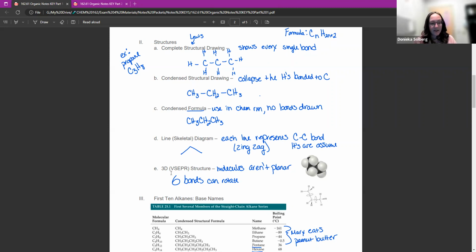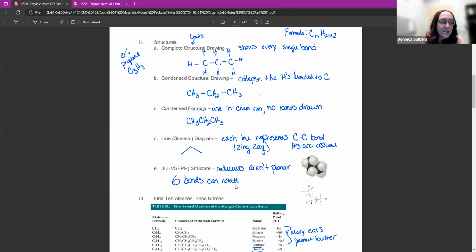And finally, the 3D or the Vesper structures. So drawing in 3 dimensions. Okay, this is important to show how molecules can interact with each other. It shows you that this molecule in particular is not polar, and it can show that other molecules are polar.